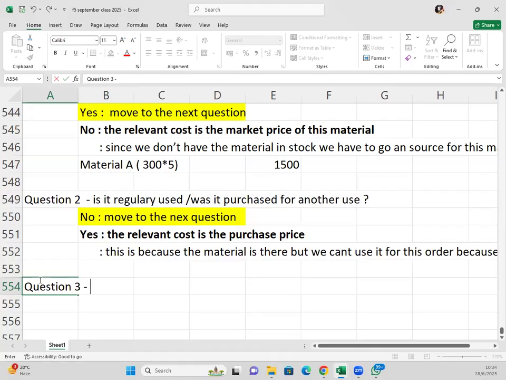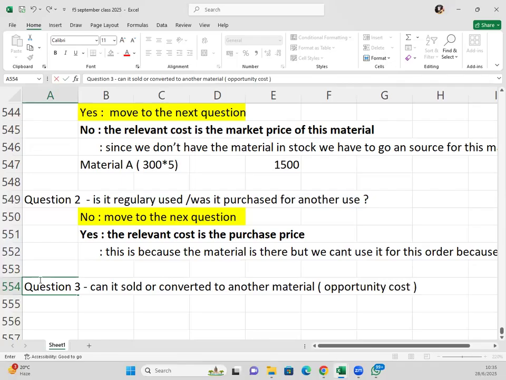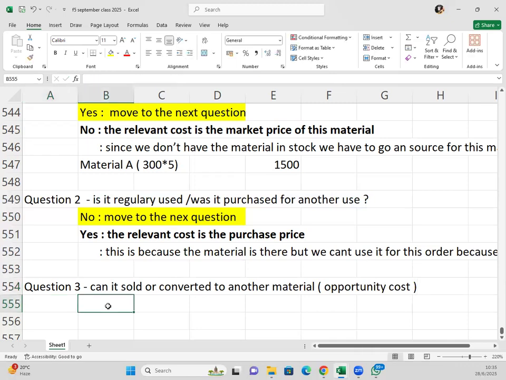So question number 3, is it regularly used? That was the question 2. Question 3 is, can it be sold or converted to another material? We can give this the term opportunity cost. Can it be sold or converted to another material? We call it the opportunity cost. So the answer is either again yes or no.